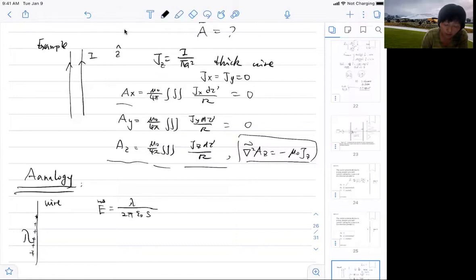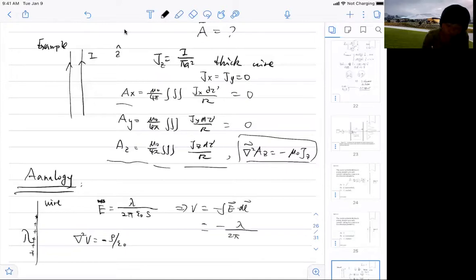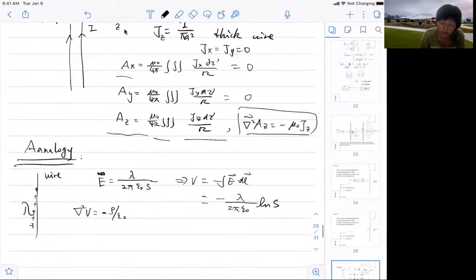And we're not really concerned about the direction here. We just want to borrow the results of the expression. So this is the E, and this is described by Poisson equation, obviously. And V is the integral of E dl, and I know the scalar potential. It's going to be negative lambda over 2 pi epsilon, the natural log of s. All right, so I'm going to be lazy and borrow the results as I have here.